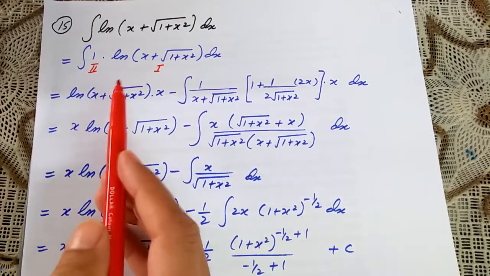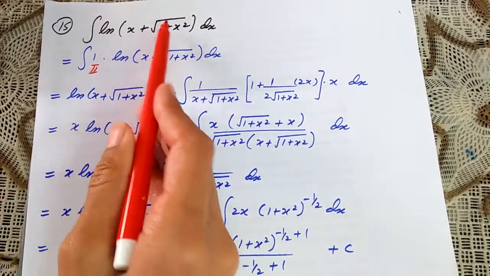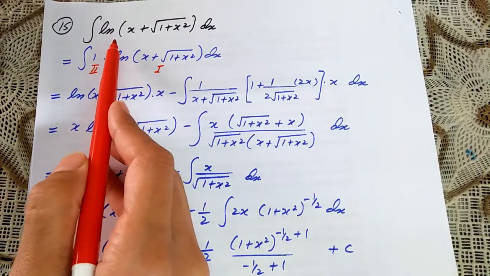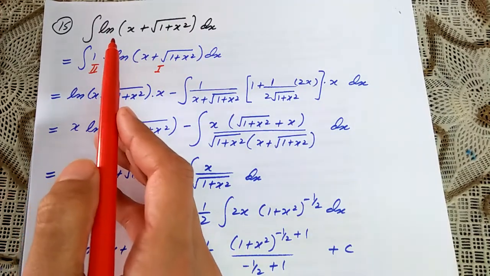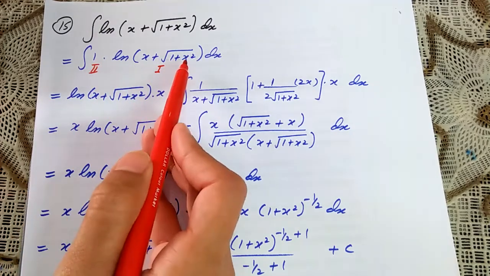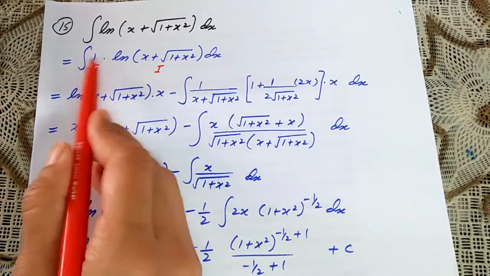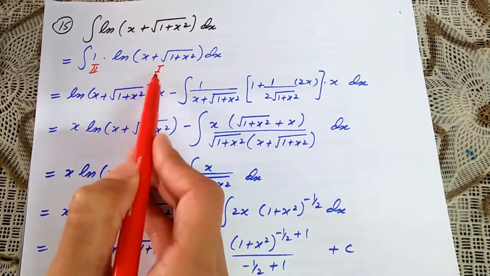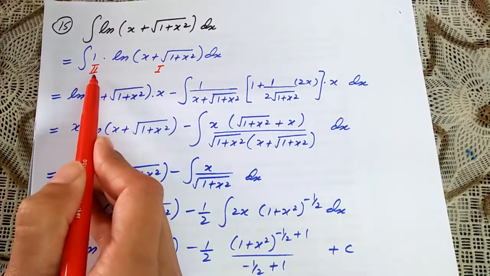Question number 15. Integrate ln x plus under root 1 plus x square dx. Now we cannot simply simplify this function. Just write 1 into ln x plus under root 1 plus x square. Now we have two functions here. Ln has no integration, so take it as first function and this one as second function.